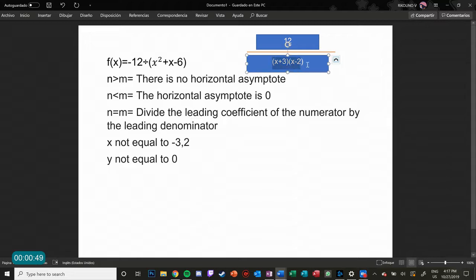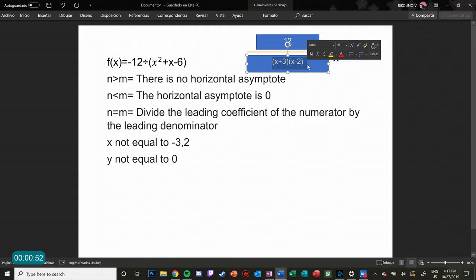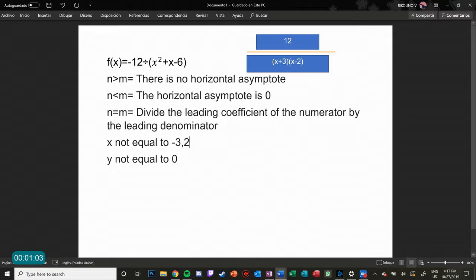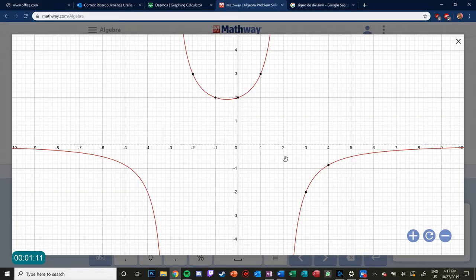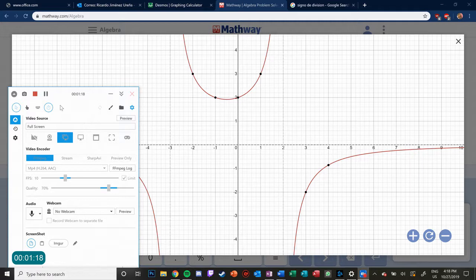Now, if we want to calculate the vertical asymptotes, we have to factorize the denominator. So we have x plus 3 times x minus 2, giving us the values minus 3 and 2. If we want to graph the equation, now we know that our horizontal asymptote is equal to 0. This is our horizontal asymptote, and our vertical asymptotes are negative 3 and positive 2.